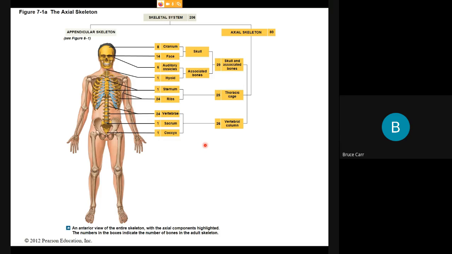Now here we have the entire skeleton shown in the figure with the colored bones, this blue and yellow portion identifying the axial skeleton. Here is the skull.